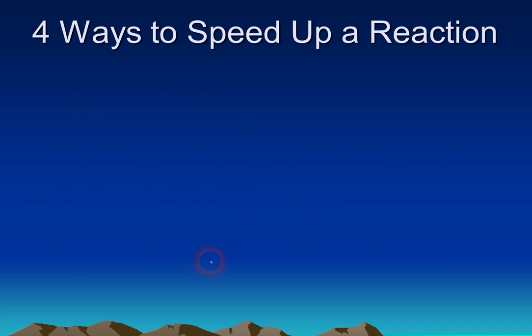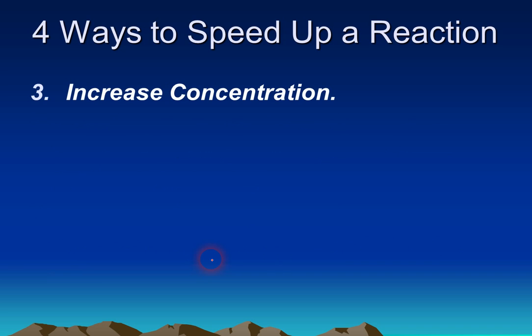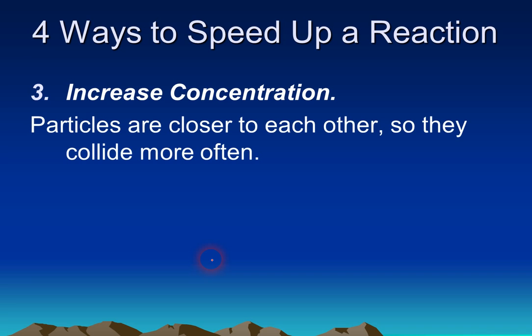Now, a third way to speed up a reaction is to increase the concentration. And so, when you do that, particles in the solution or in the compound are closer to each other, and so they collide more often. Perhaps you've observed this before when you take a very dilute acid, like let's say orange juice, and you spill that on your hand. Well, that's not going to hurt you very much because it's a very dilute acid.